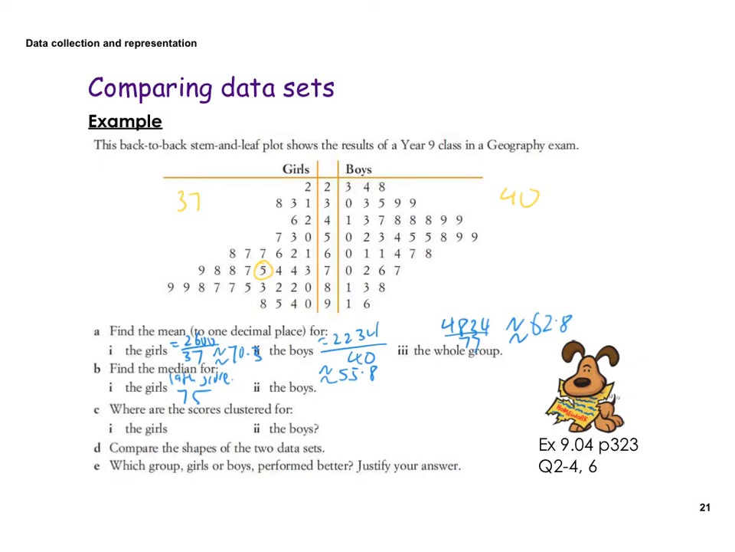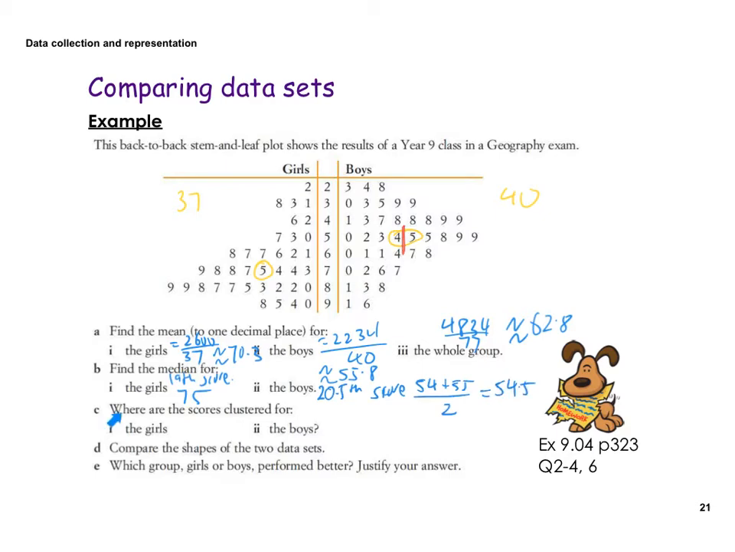So 1, 2, 3, 4, 5, 6, 7, 8, 9, 10, 11, 12, 13, 14, 15, 16, 17, 18, 19, 20, 21. So it's in the middle here. So I'm going to circle those two numbers. And my median is going to be between them. Okay, so the median is the 20.5th score. So it's going to be 54 plus 55 over 2, which is 54.5.